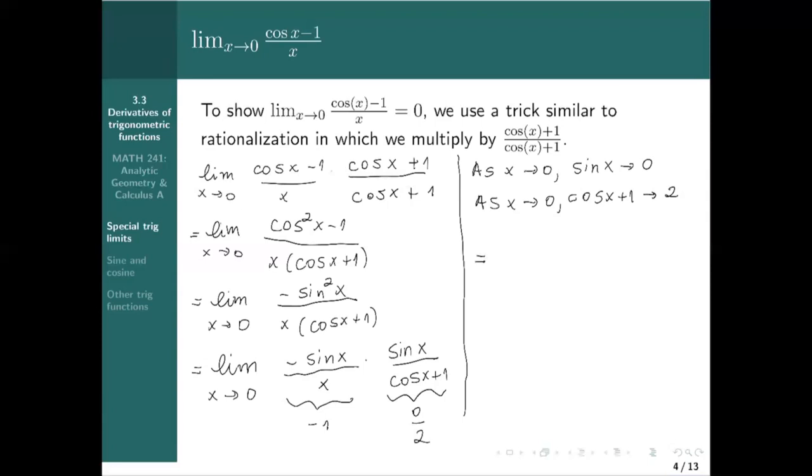So the conclusion is that the limit as x goes to 0 of this function that we have, which is equivalent to the first function, cosine of x minus 1 over x, is equal to 0.